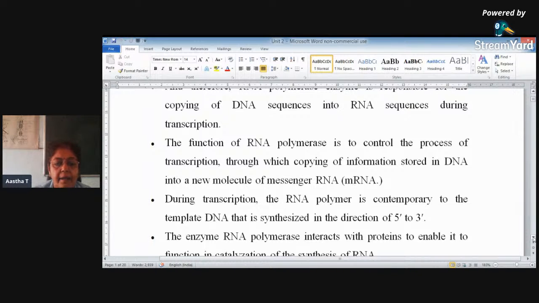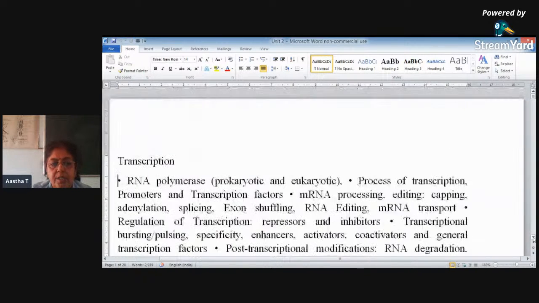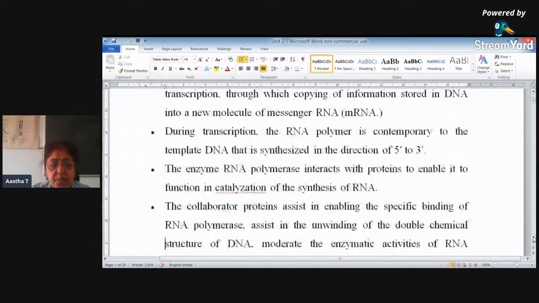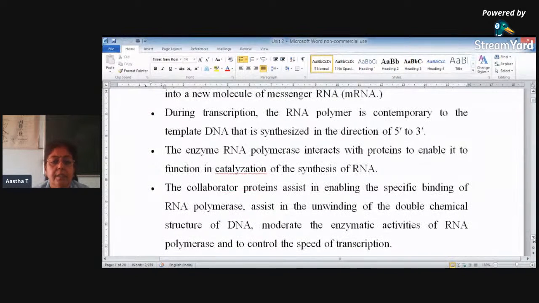RNA polymerase. So this RNA polymerase interacts with various proteins and it helps in the synthesis of RNA. The collaborator proteins usually help in binding to the site of initiation of transcription, and they help in the unwinding of the double helical structure of DNA.